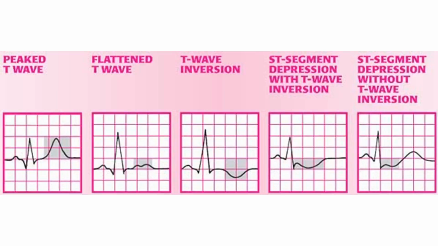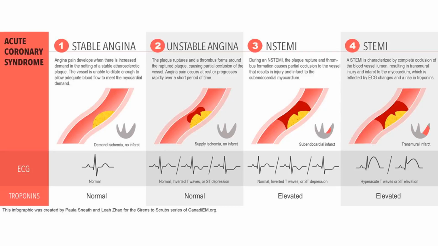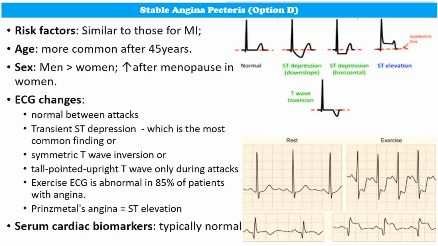If the angina is provoked by exertion, an exercise stress ECG should be performed. Myocardial ischemia is suggested by an ST segment depression greater than or equal to 1 mm. Note that ST elevation may occur in Prinzmetal's angina. It's important to note that these changes are usually transient and revert to normal when the angina episode resolves.